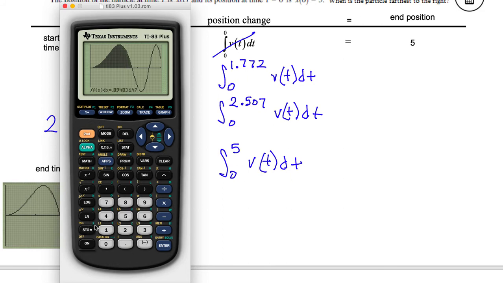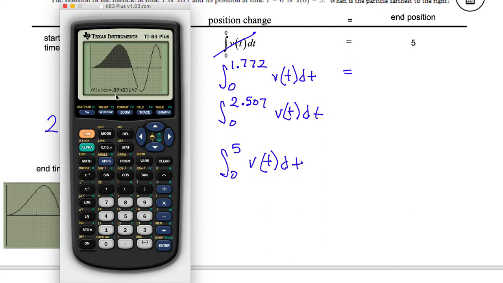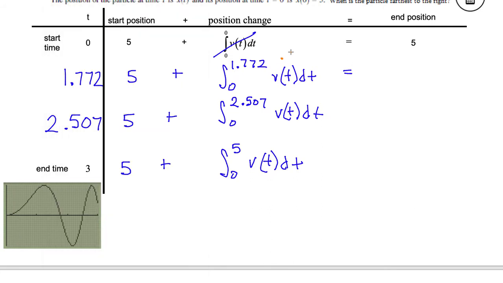I chose literally the worst value to choose. And I can get an exact value. So this is equal to, and I'll put this as 0.895. So this is 0.895. 0.895 plus 5 is 5.895. And notice the difference here.